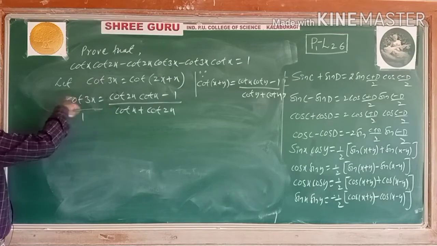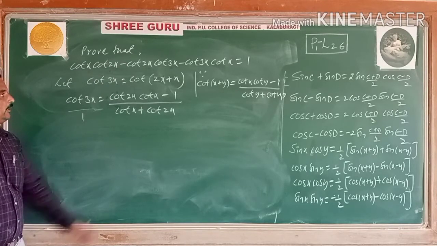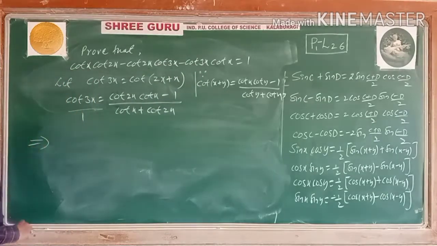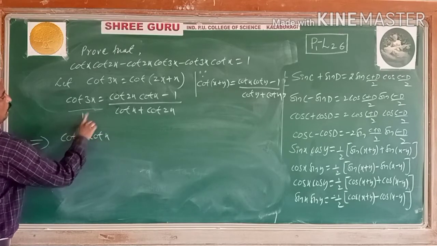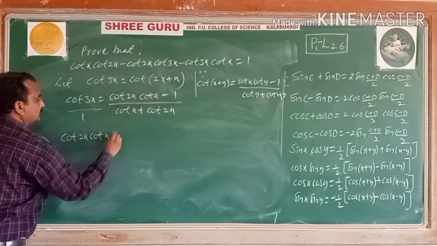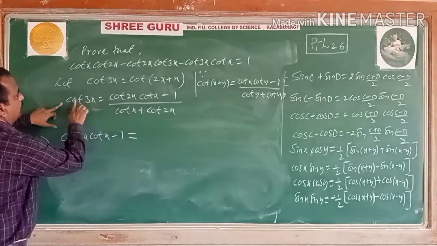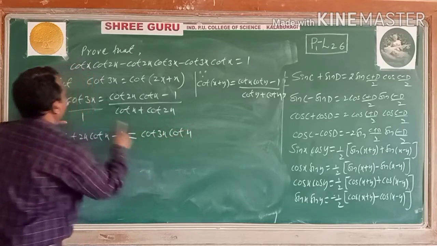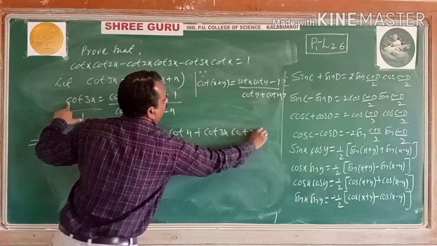Similar type, you may cross multiply it. You will get the result here. See the students here. Cross multiplication. Cross multiplying here. Cot 2x cot x minus 1 into minus 1 is equal to, multiplying by cot 3x into cot x plus cot 3x into cot of 2x.